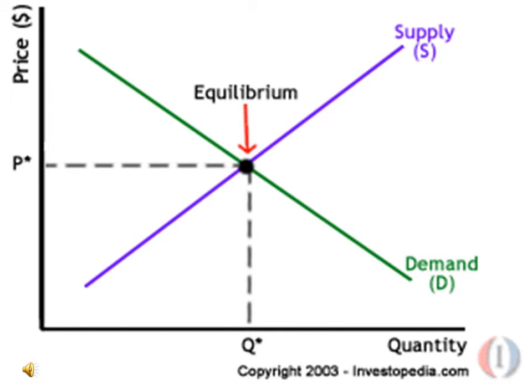The point at which the supply and demand curves meet is known as equilibrium. This point displays what the price and quantity of goods in the marketplace will be.